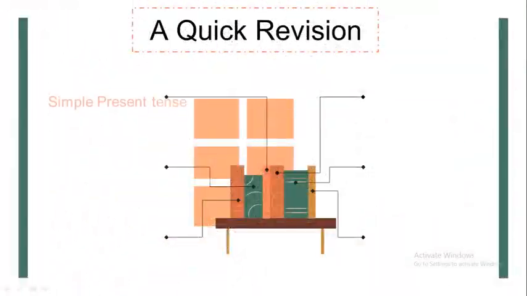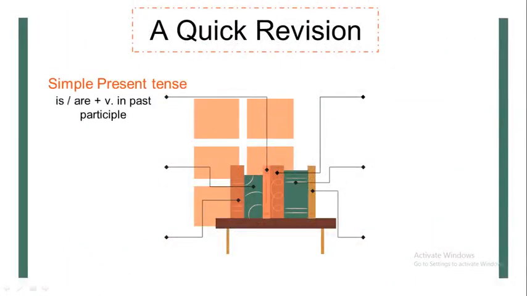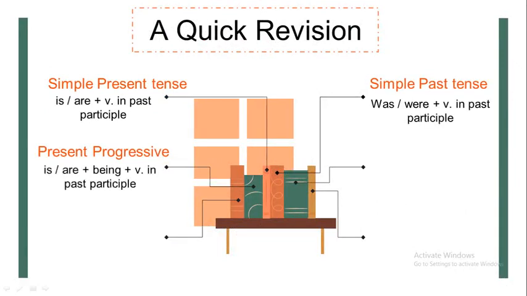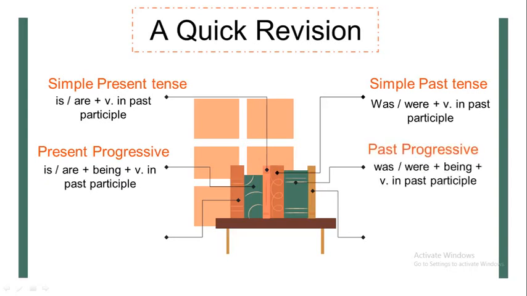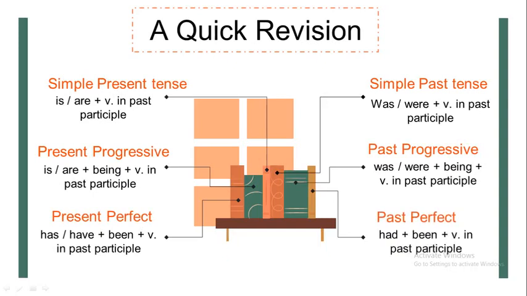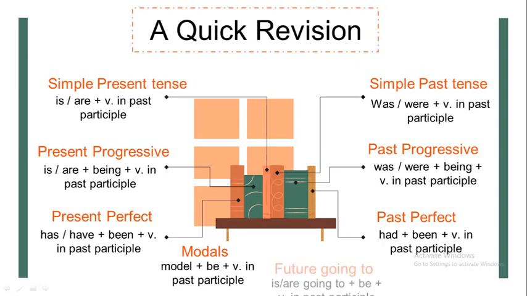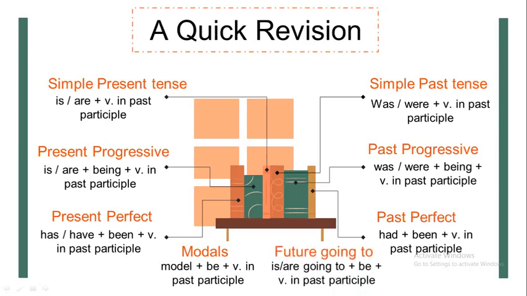Now let's see a quick revision of all what we have taken. The simple present tense, the simple past tense, the present progressive, the past progressive, the present perfect, the past perfect, the modals, and the future will. And the last one is when the verb contains a future going to. Now I want you to study these rules very well in order to solve the last exercise on your own. Let's move to the exercise.